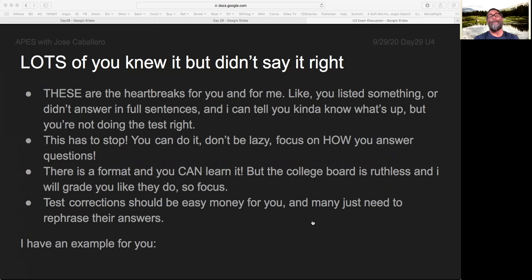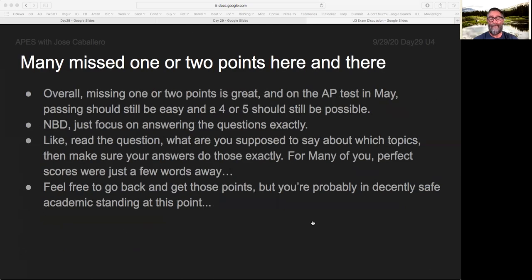There's a format. You can learn it. Do the test corrections, get the last of your points. I used that example in the previous slide, or 2 slides ago, actually. A lot of you just missed a point here or there. No big deal. Missing 1 or 2 points is no problem. You're going to pass the AP test. By the way, if you miss 1 or 2 points, you're perfectly on track for a 4 or 5. Focus on answering your questions a little more carefully. That's all I would say.